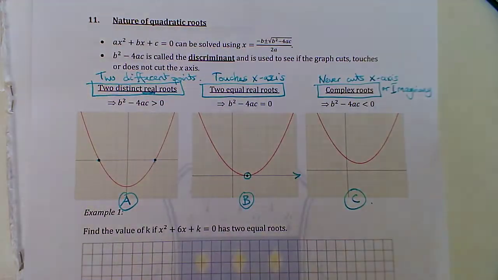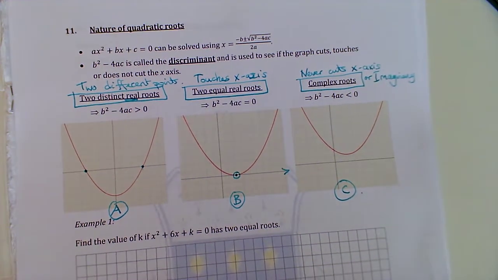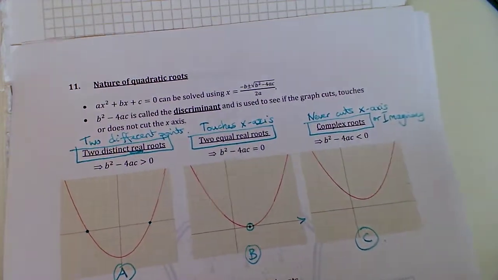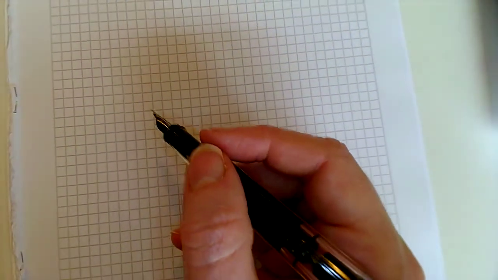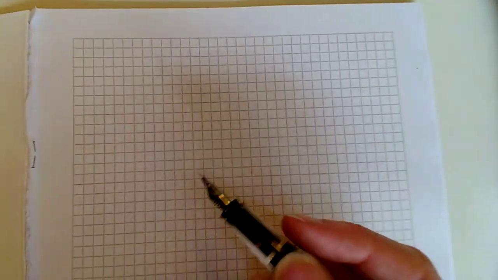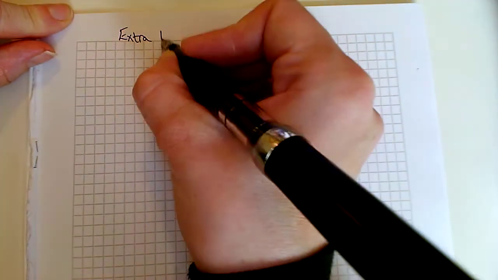Back to our discriminants, our two distinct real roots, our two equal roots, and our complex roots. And I just want to do an extra example before we do the harder ones that are in the notes. Just one extra example, actually.